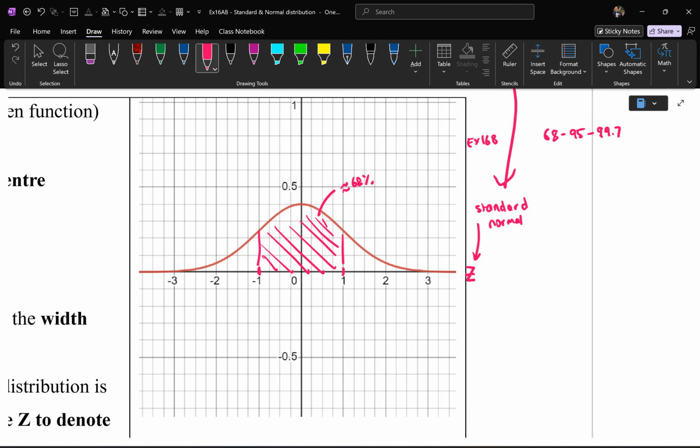It follows this idea where instead of the mean being 0, what's the mean for a study score? 30. Anyone happen to know what the standard deviation is? 7. So it means that from 30, if I drew a symmetrical one, whoops, that's pretty bad. We're saying that it's 30. One standard deviation is 7 units away. So you get 23 to 37. 68% of you on average will get between 23 and 37.